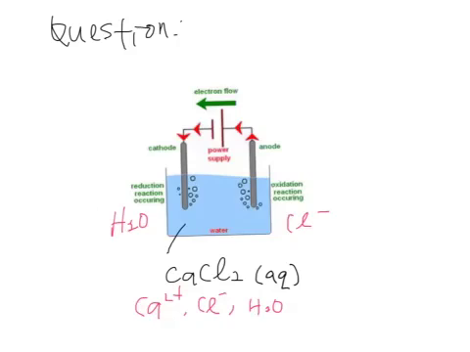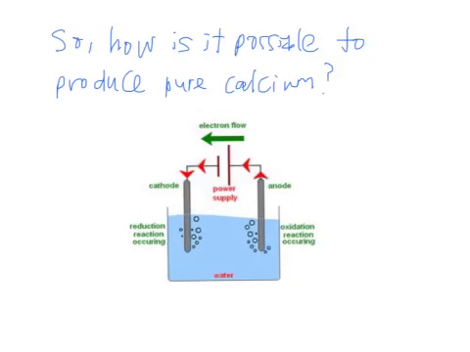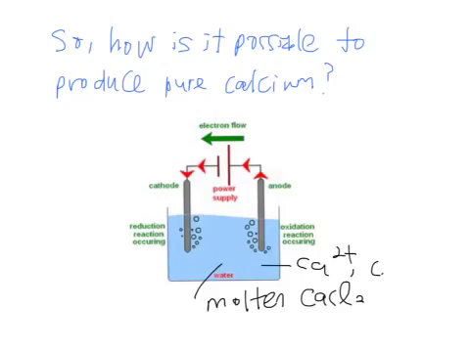So do you have any idea what we should do about this? How do you think we can produce pure calcium here? The answer is quite simple. Instead of using a calcium chloride aqueous solution as your electrolyte, here we use molten calcium chloride, meaning the electrolyte contains only pure calcium ions and chloride ions.